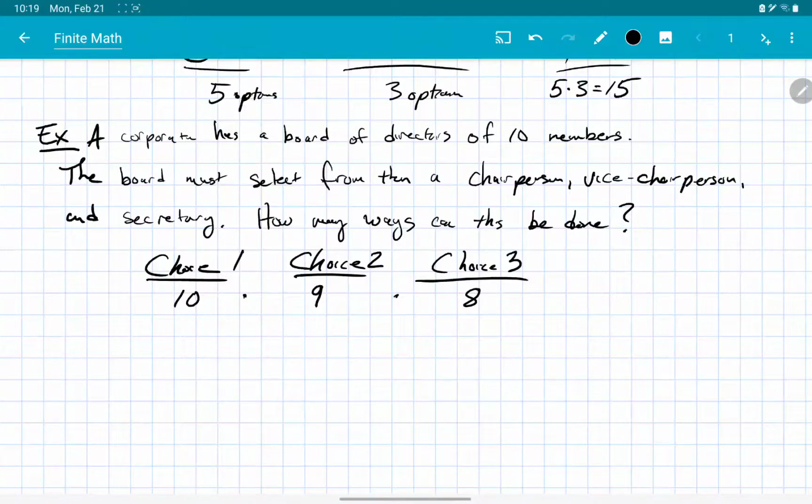I have 10 for the first choice, 9 for the second choice, 8 for the third choice, and that product is 720. So there are 720 combinations of chairperson, vice chairperson, and secretary that are possible on this board of directors of 10 people.